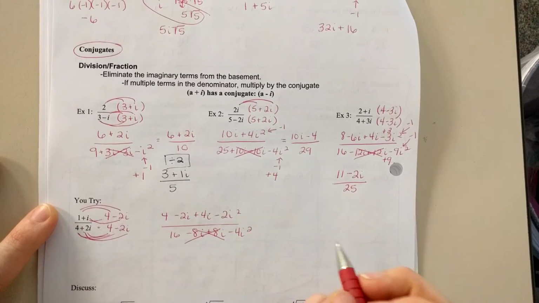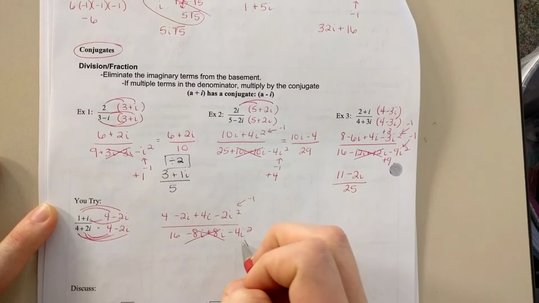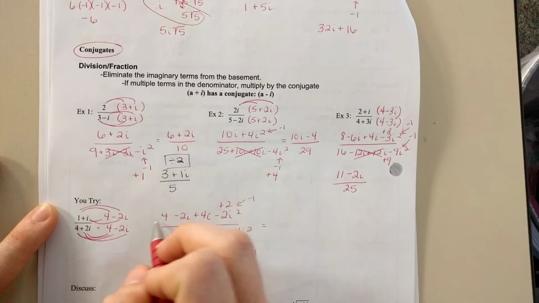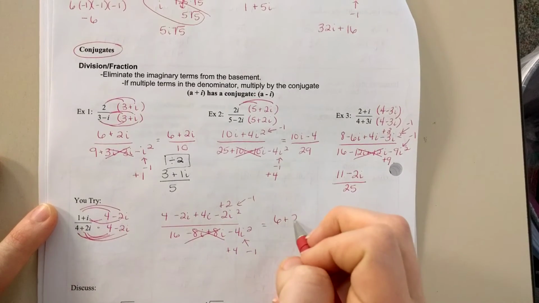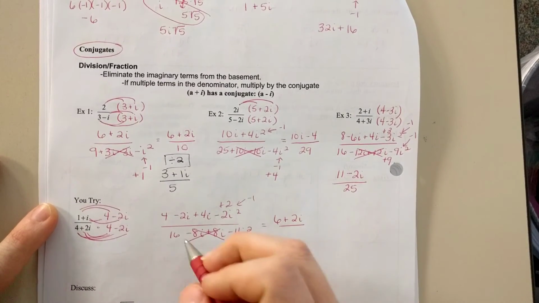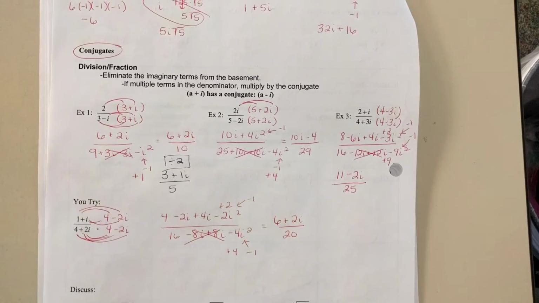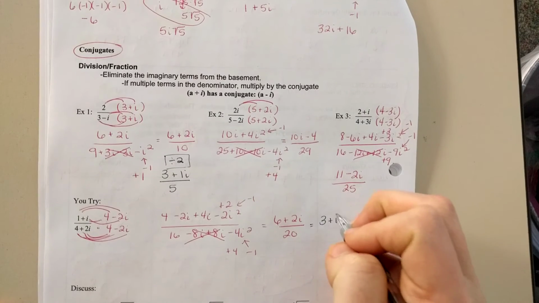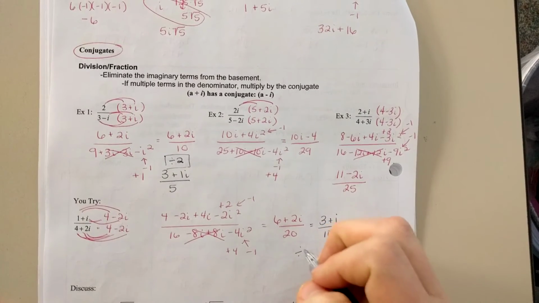Those cancel in the middle. Negative 1, making that a plus 2 and that a plus 4. So up here I have 6 plus 2i, and down here I have 16 plus 4, which is 20. And like example 1, those are all even, so I would reduce it, so it's 3 plus i over 10, dividing them all by 2.